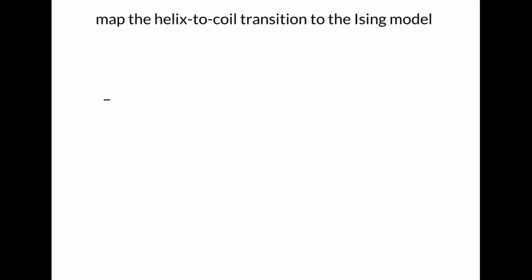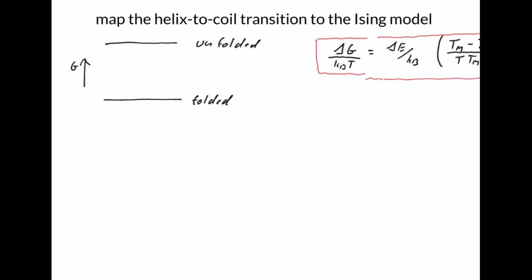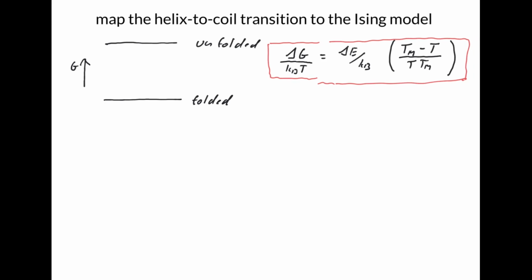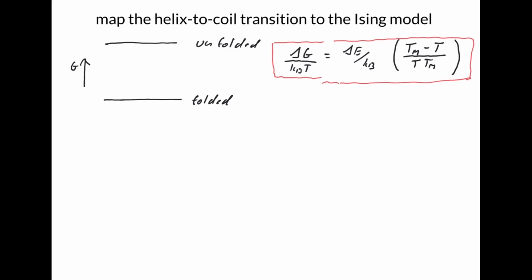So what did we achieve so far? Well, we modeled the transition from helix to coil in the protein by a two-state model, where there is a change of the free energy G from the folded to the unfolded state. The different contributions we also at least estimated, and we found that delta G divided by kBT is equal to delta E divided by kB, times (T melting minus T) divided by T melt.